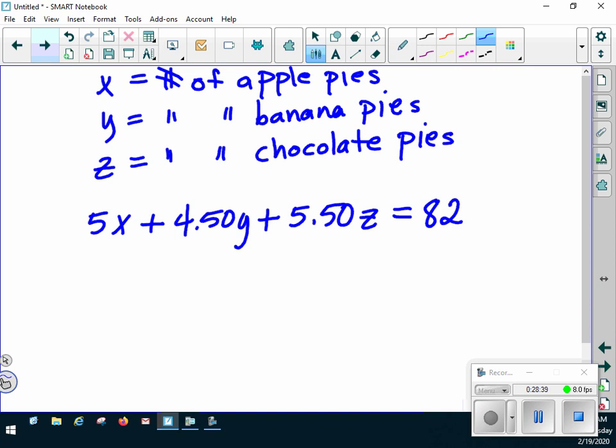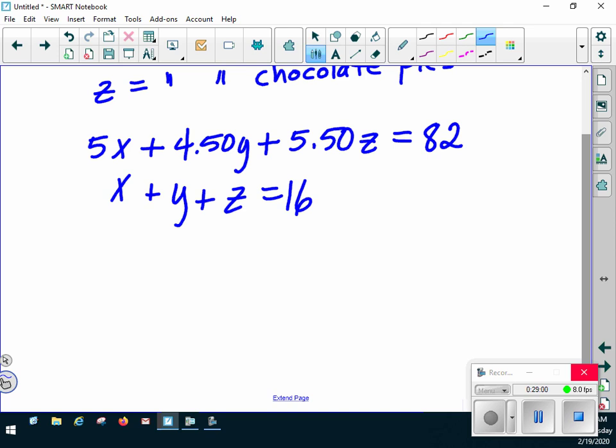She wants to buy 16 pies. Stop. She wants to buy 16 pies. X plus Y plus Z equals 16. There you go. Because I have 3 variables, I have to have one more equation. It says she wants to buy as many chocolate pies as apple pies and banana pies combined.